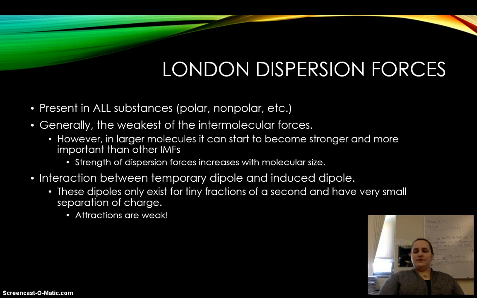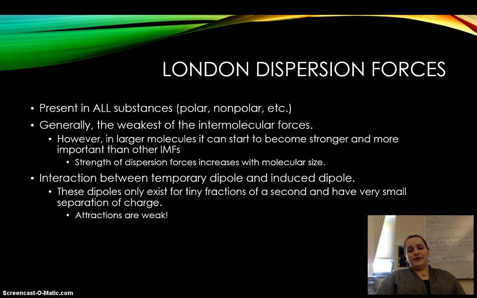But let's start with dispersion. So dispersion forces are present in everything. Whether it's polar or nonpolar does not matter. All substances are capable of partaking in dispersion forces. So if you are asked to list what intermolecular forces a compound is capable of, dispersion always needs to be on the list for every single substance, no exceptions.